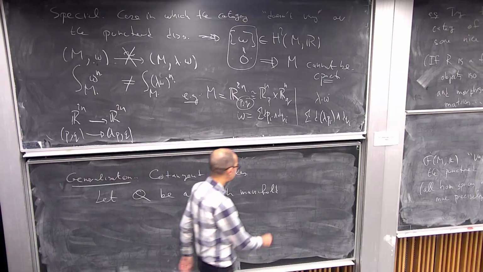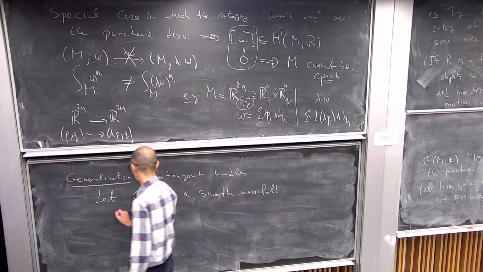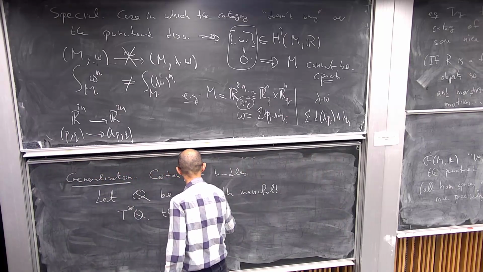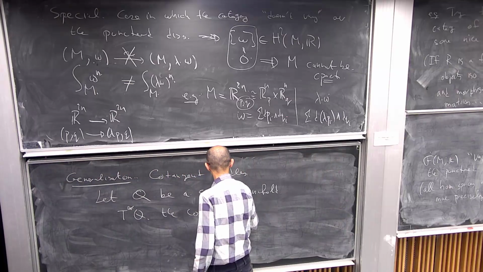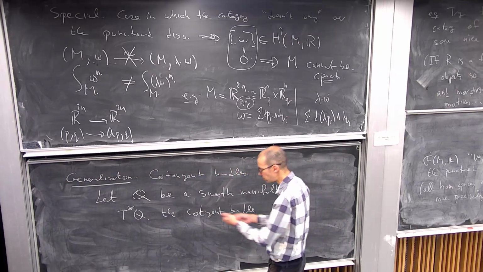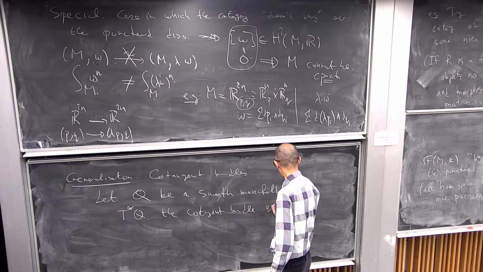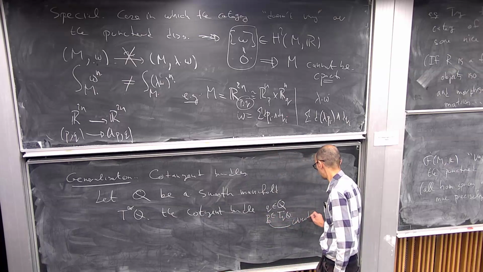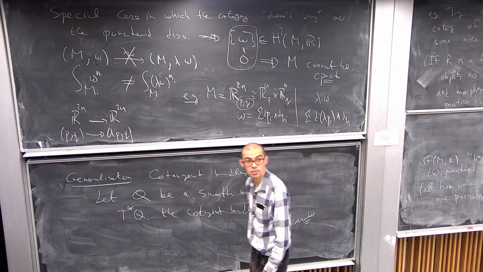And consider the cotangent bundle T*Q. So this is pairs consisting of a point q in Q and p, which is the cotangent fiber, which is basically a covector. So I have to give you some symplectic form on this.